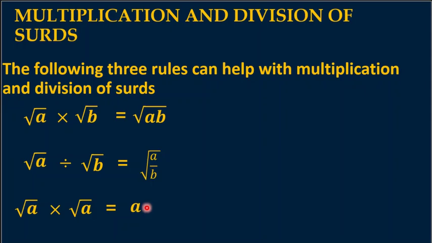Now these two also really help. A root B times C root D will be equal to AC root BD. What happens is you take the ones outside the root, then you multiply them. So A and then C, you multiply them. And then the ones under the square root, you also multiply them together. So A root B times C root D becomes AC root BD.